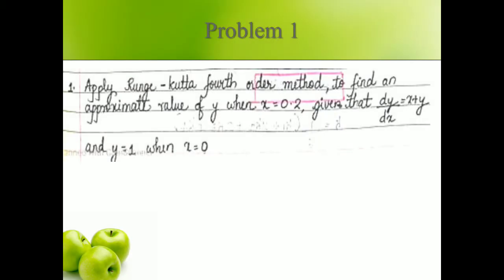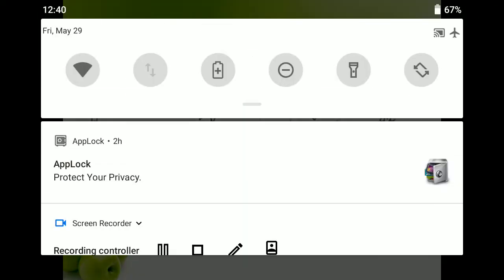Then we'll go to the problem. Problem number 1. Apply the Runge-Kutta fourth order method to find an appropriate value of y when x is 0.2, given that dy by dx equal to x plus y. The initial values are y naught equal to 1 and x naught equal to 0. So y dash is x plus y, and the y value is 1 when x is 0.